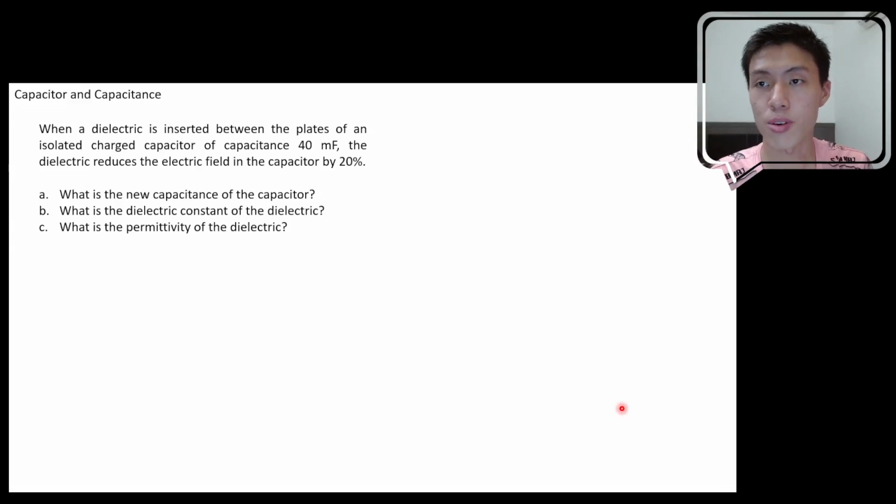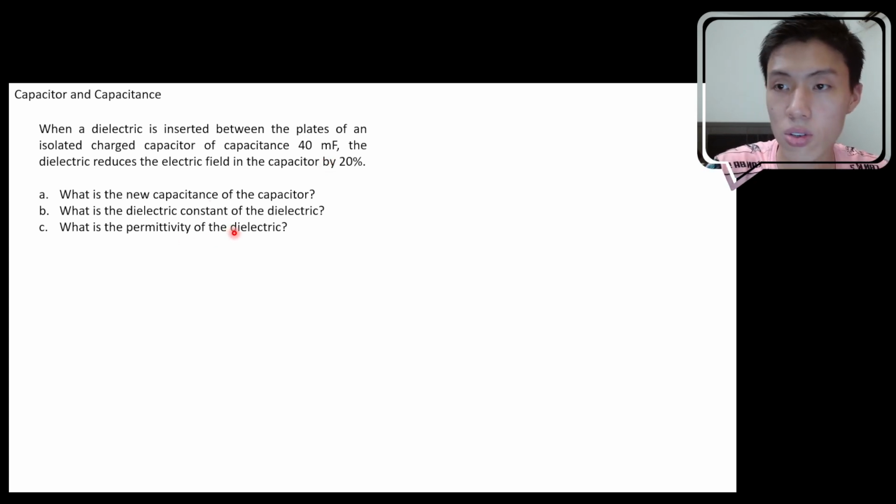Let's try to solve this problem here. When a dielectric is inserted between the plates of an isolated charged capacitor of capacitance 40 millifarad, the dielectric reduces the electric field in the capacitor by 20%. Okay, so let's draw a simple diagram to illustrate how the capacitor changes from its initial state to its final state.